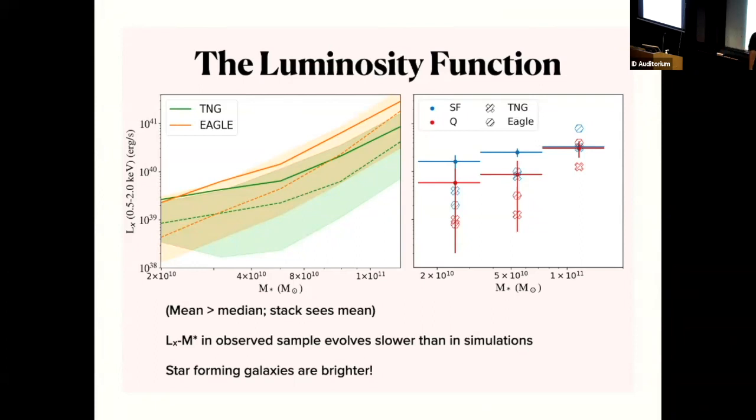That said, here we are. Blue show the star-forming galaxies. Red are the quenched quiescent galaxies. The crosses are my observations. The X's are TNG, and the hexagons are Eagle. Okay, so the first result is that even after correcting for X-ray binary emission, we are convinced that star-forming galaxies have more luminous X-ray CGMs than their quiescent counterparts. Okay, that is result number one. Result number two is that the LX-M star scaling relation in the observations seems to evolve much more slowly than in at least these two simulations.